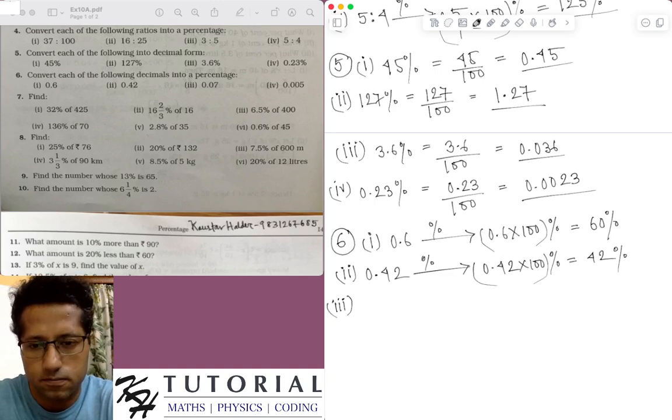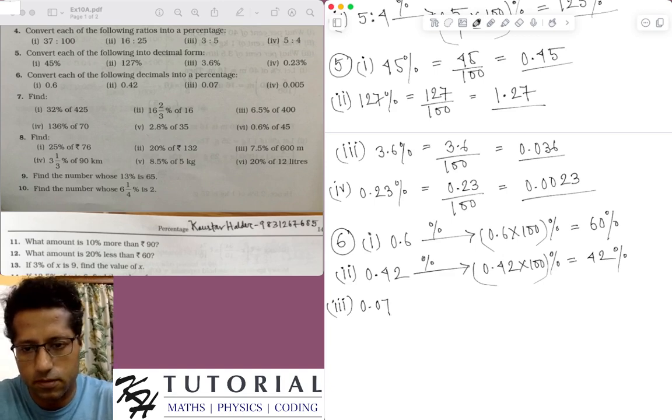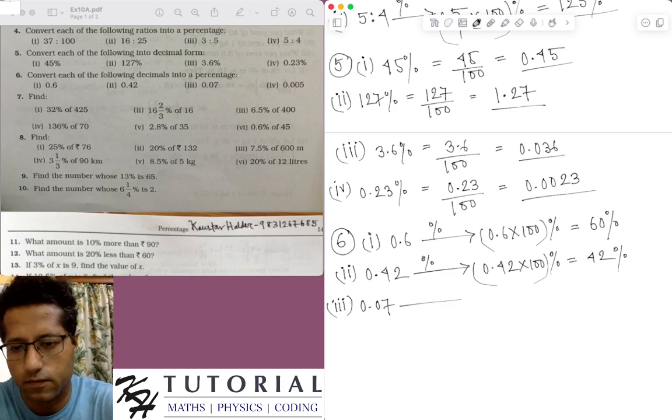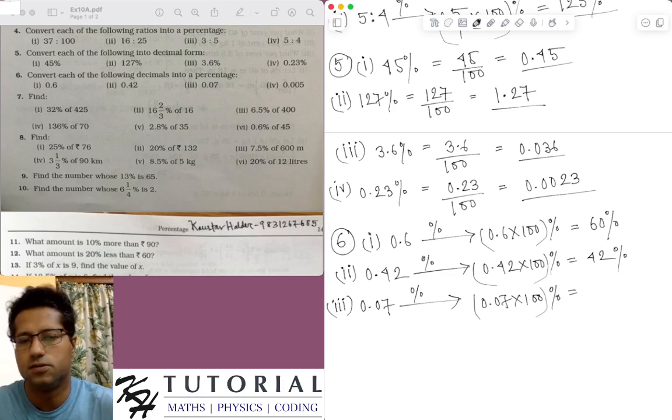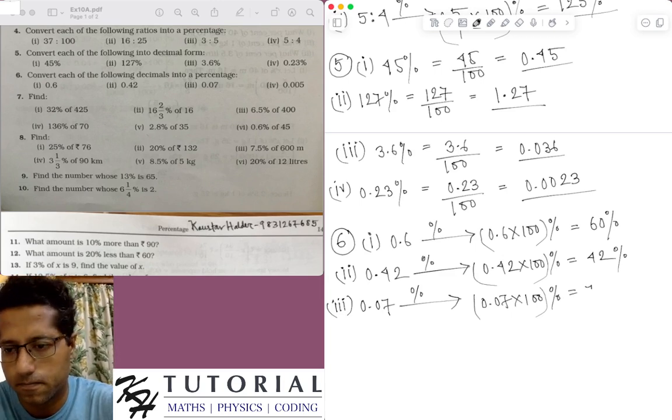Question 6 part 3. The decimal number given is 0.07. If you want to convert this to a percentage, I will just multiply the given decimal number with 100. This will be in percentage. Now 0.07 into 100 is 7. So the answer is 7 percent.